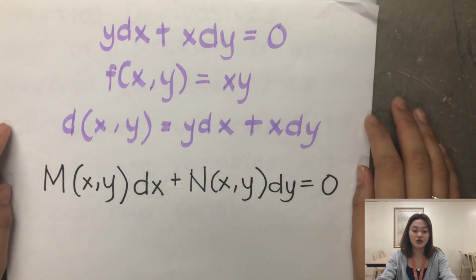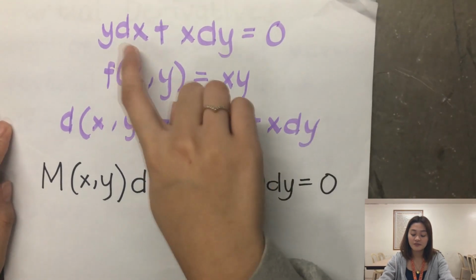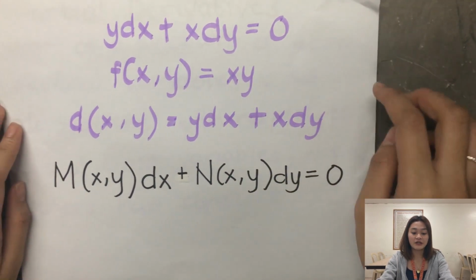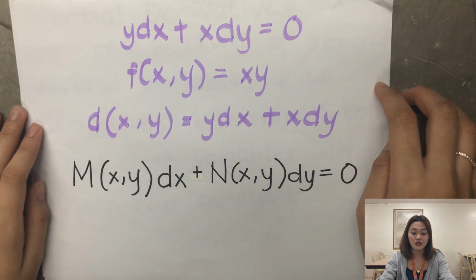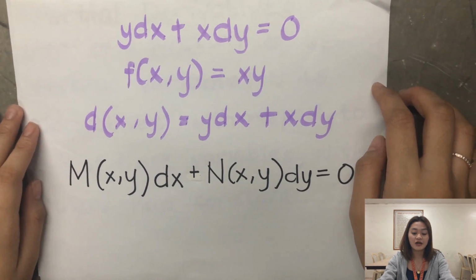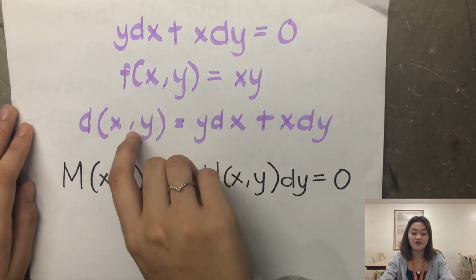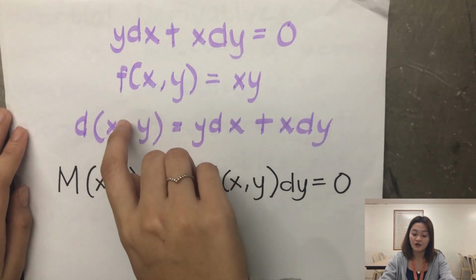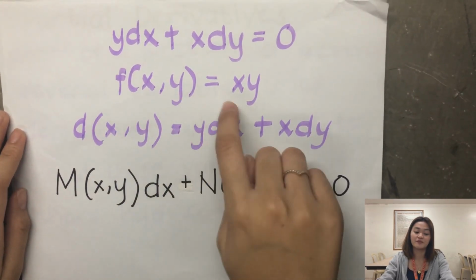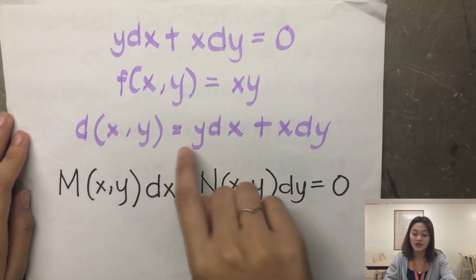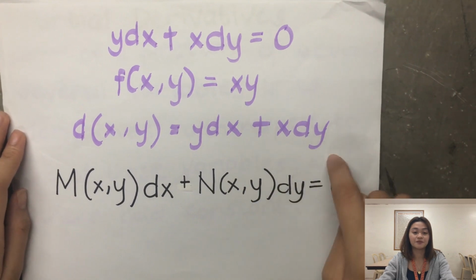Although the simple first-order differential equation y dx plus x dy equals 0 is both separable and linear, we can solve the equation in an alternative manner by recognizing that the expression on the left-hand side of the equality is the differential of the function f(x,y) equals xy. That is, the derivative of xy is equal to y dx plus x dy.